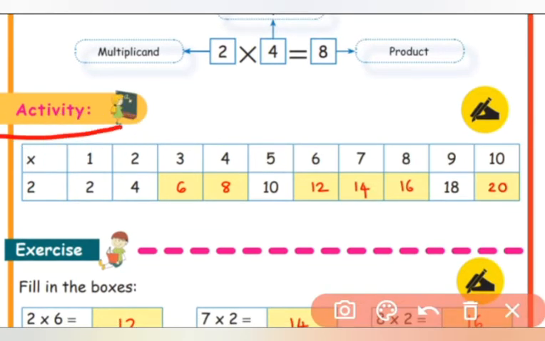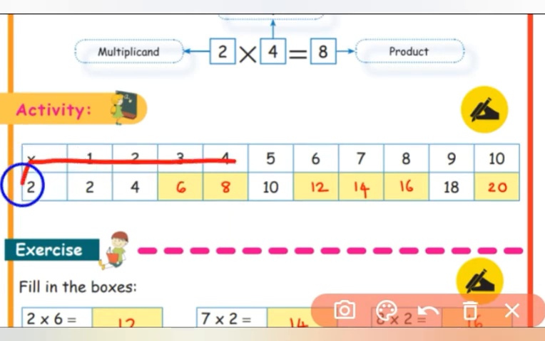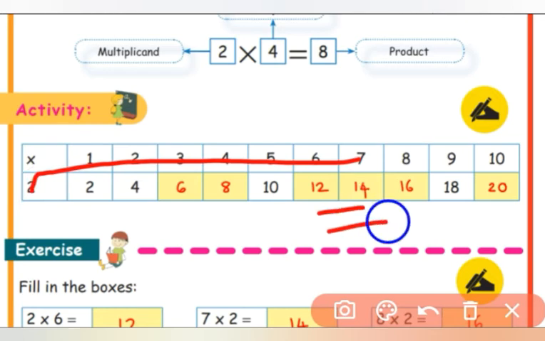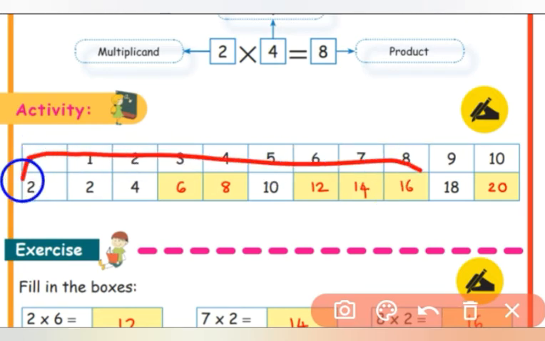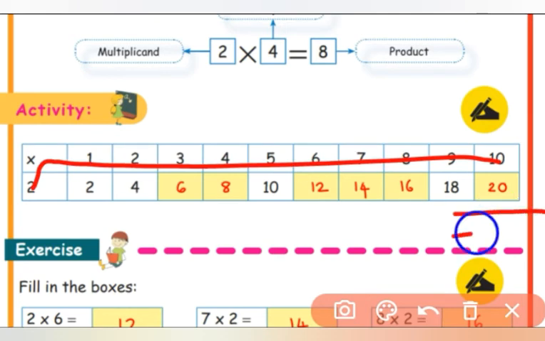See this activity. 3 into 2 is equal to 6. 4 into 2 is equal to 8. 6 into 2 is equal to 12. 7 into 2 is equal to 14. 8 into 2 is equal to 16. 9 into 2 is equal to 18. 10 into 2 is equal to 20.